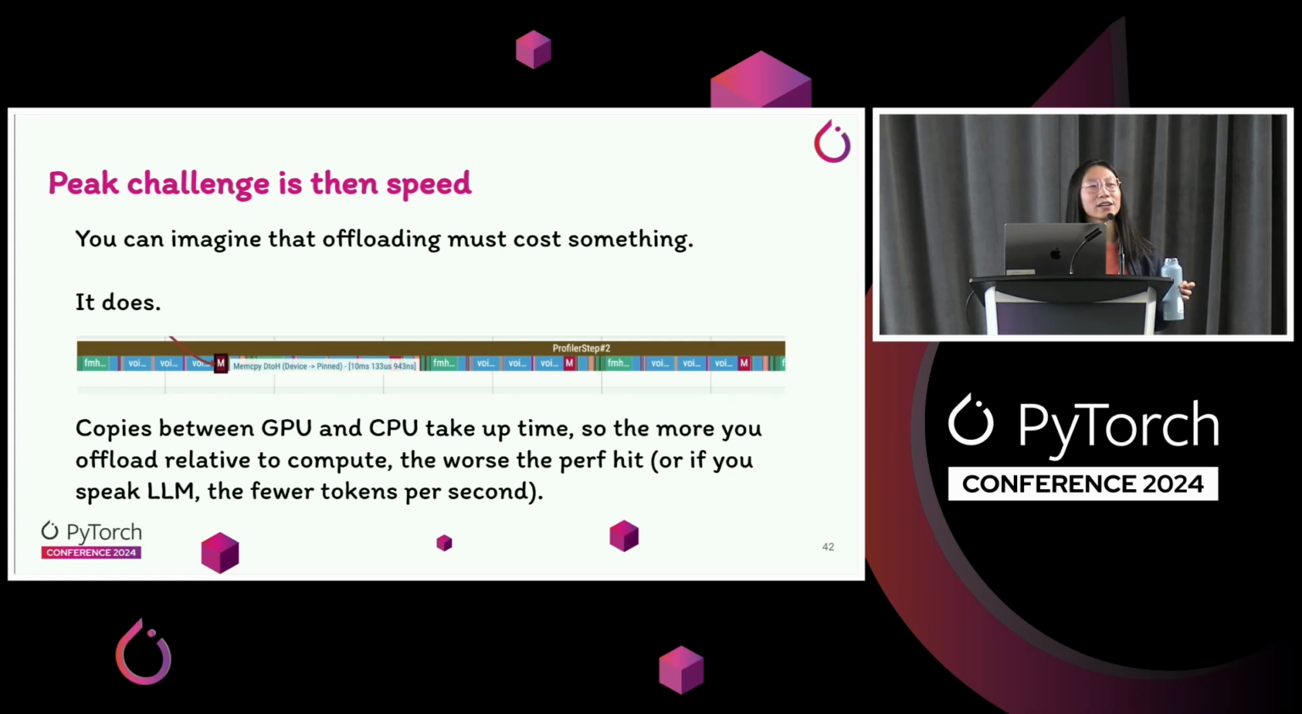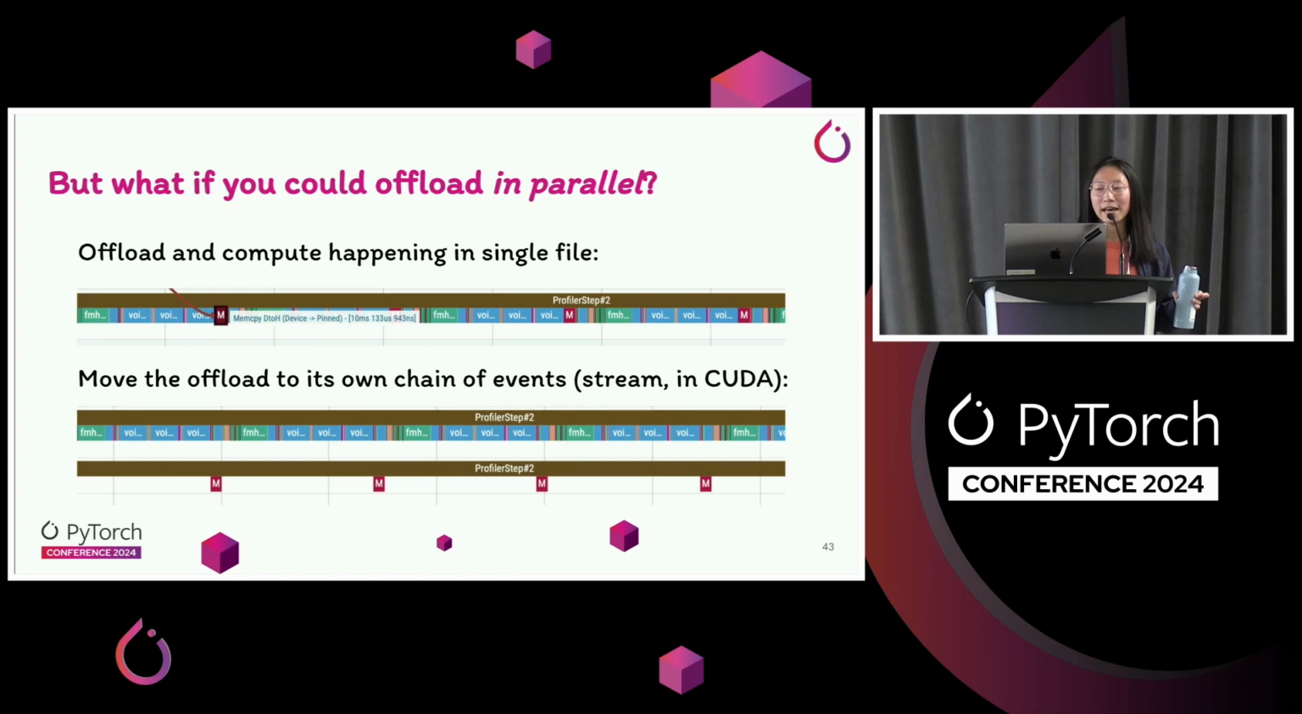And you might be like, okay, there's no free lunch in this world. What's the challenge now? And the challenge now is speed. You can imagine that offloading must cost something, and it does. Because you're moving things to CPU, that takes time. Those copies back and forth are costly. And the more you offload relative to your compute, the worse the perf hit, or if you speak LLM, the fewer tokens per second. And so what if I tell you that you could actually offload in parallel?